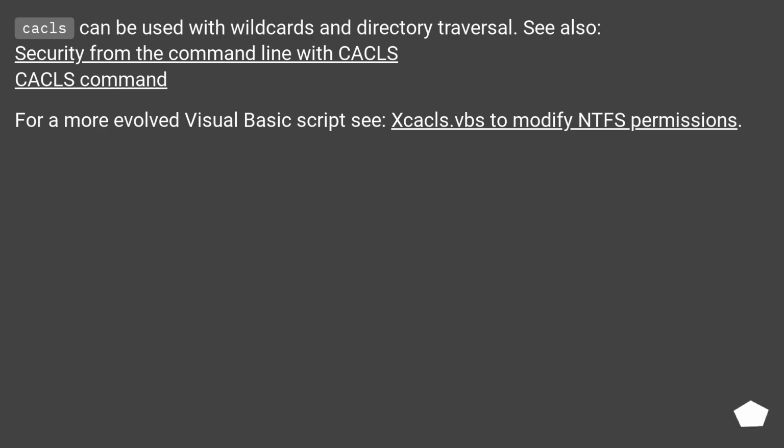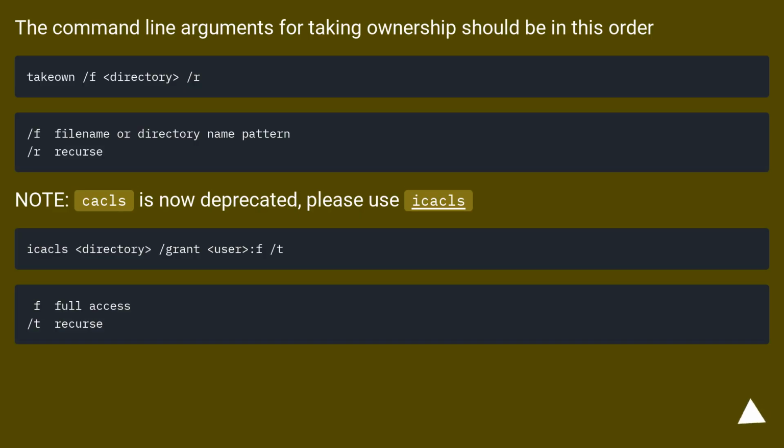Cacls command. For a more evolved Visual Basic script, see xcacls.vbs to modify NTFS permissions. The command line arguments for taking ownership should be in this order. Note: cacls is now deprecated. Please use icacls.